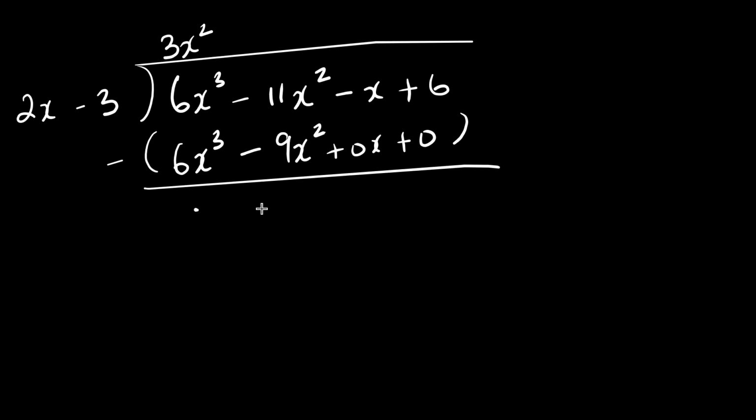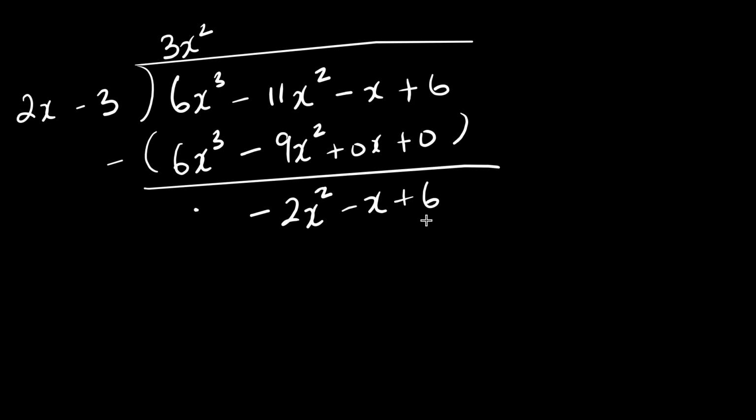So we end up with negative 2x squared there as that sum, and negative x minus 0x is going to just give us negative x, and 6 minus 0 is just going to give us 6. And then we're repeating the process again, right? This should be a squared. All right, cool. So we're going to divide.